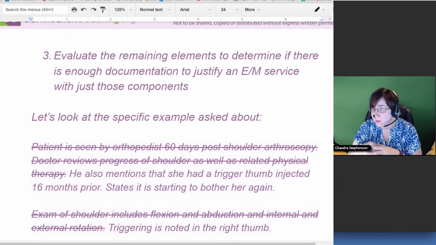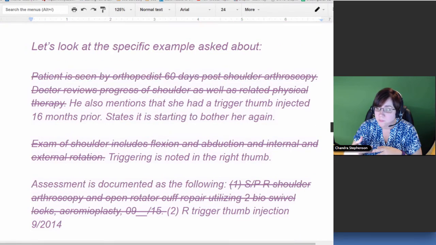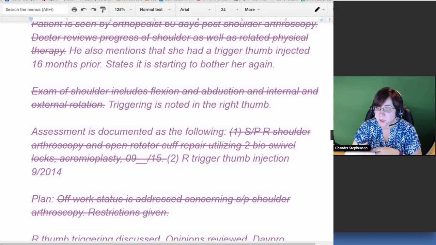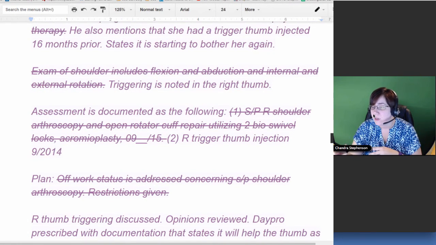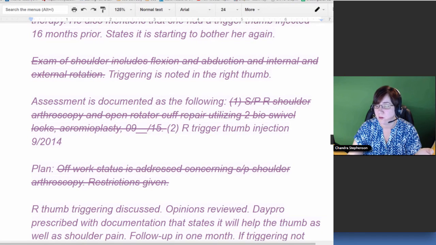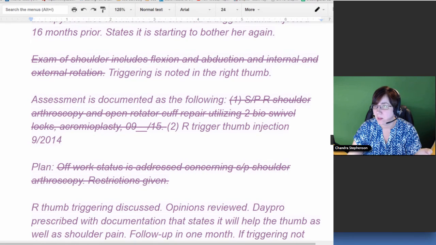When we scroll down a little bit farther, they go on and say what they told them to do in follow-up for the shoulder, right? They're here for the rotator cuff repair. Here's what we did. We did a trigger thumb injection, 16 months ago. She's still off work. That's all related to the shoulder. And then we said, okay, we gave her options for what she could do for this thumb. We gave her a prescription for medication. We told her to come back in a month.